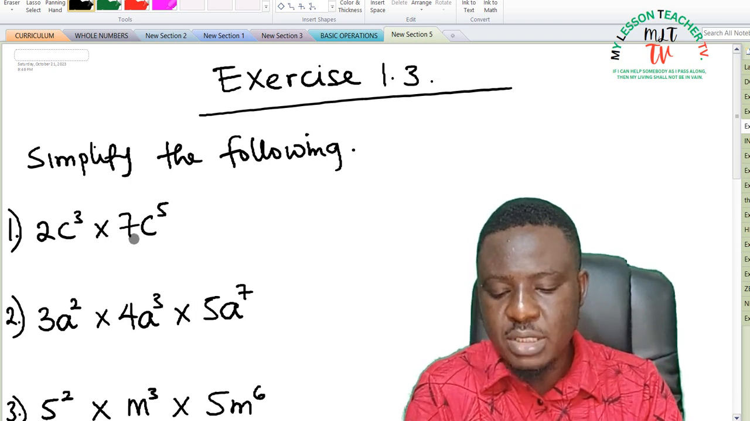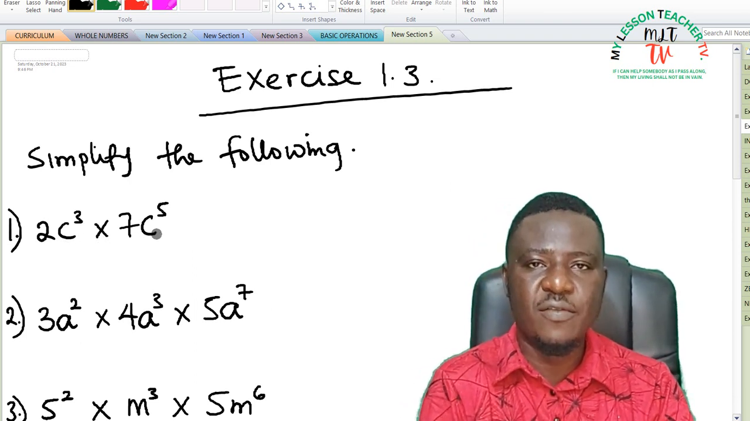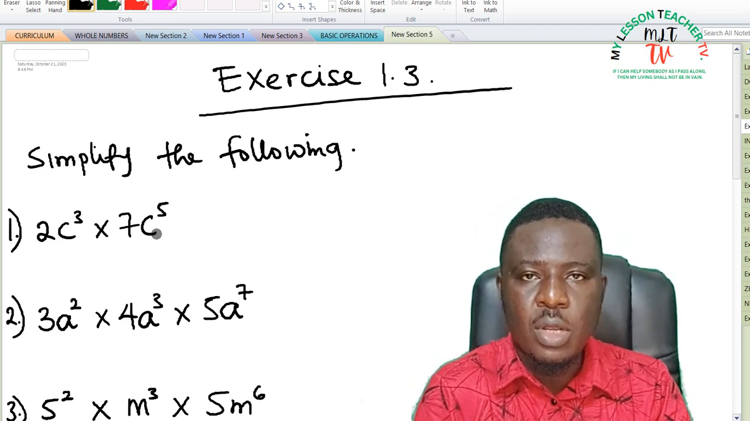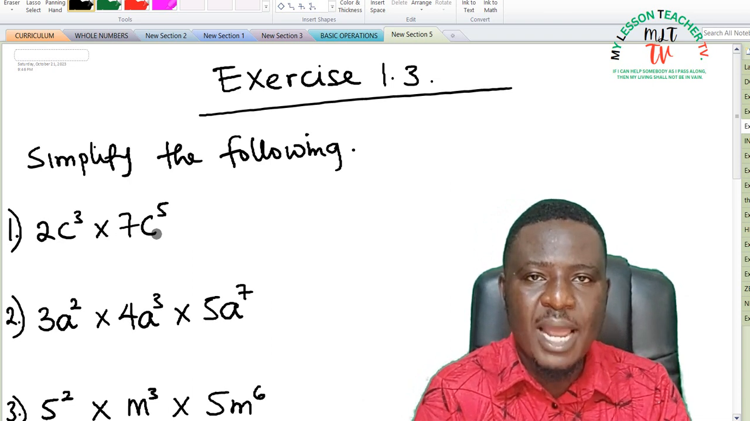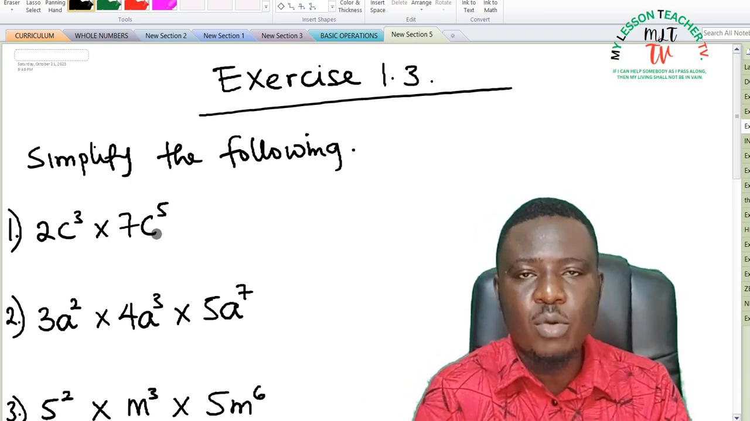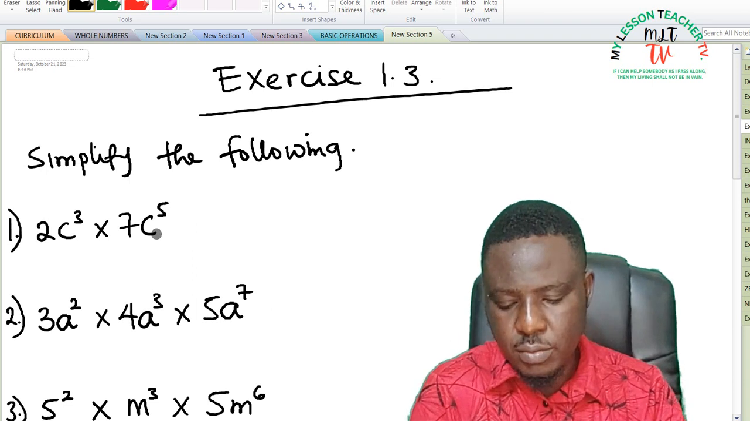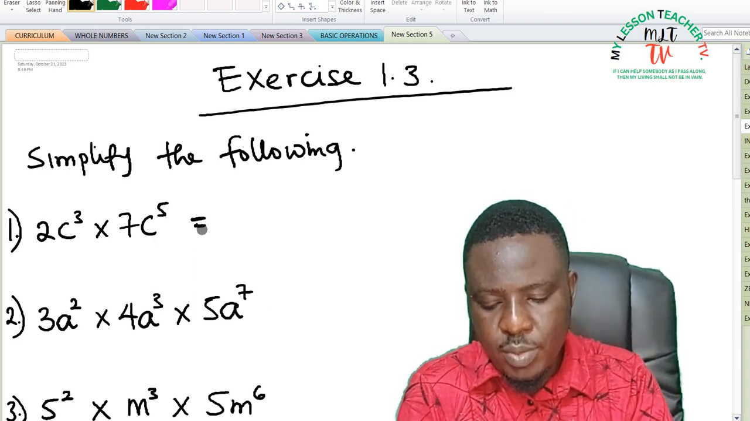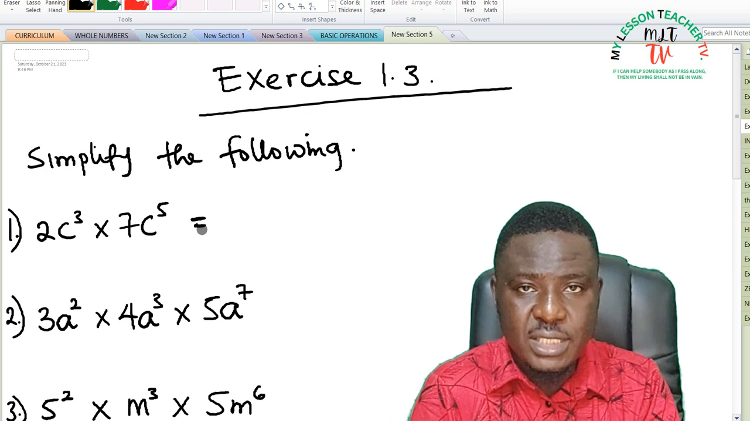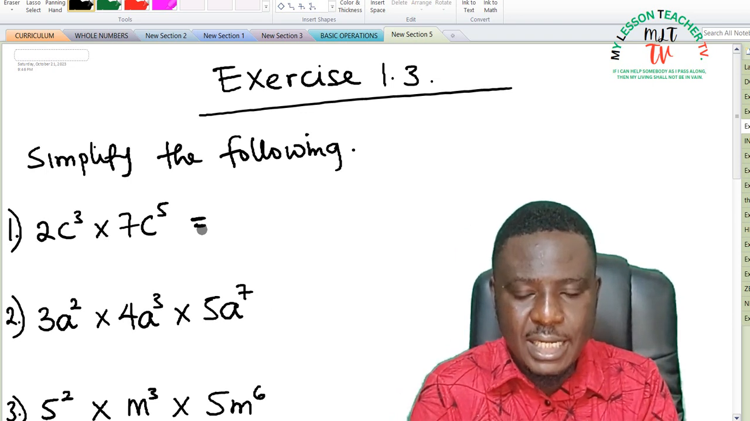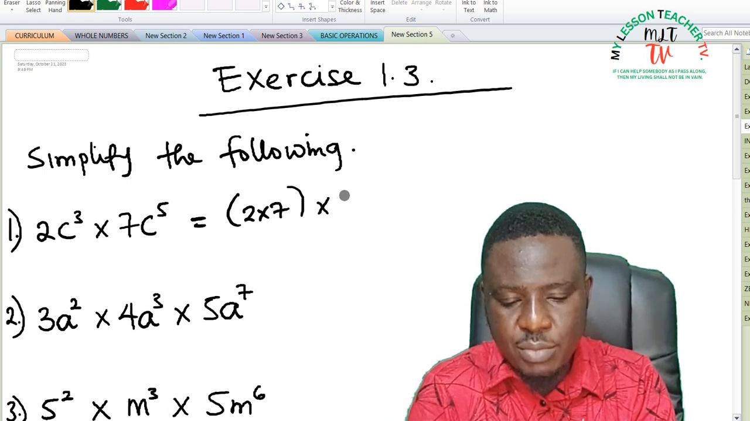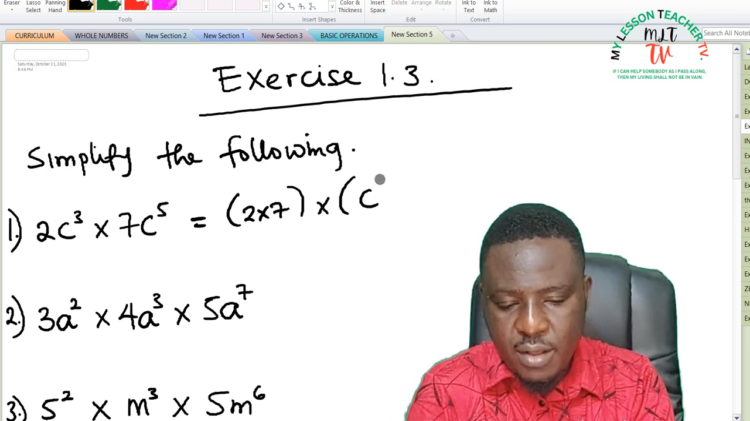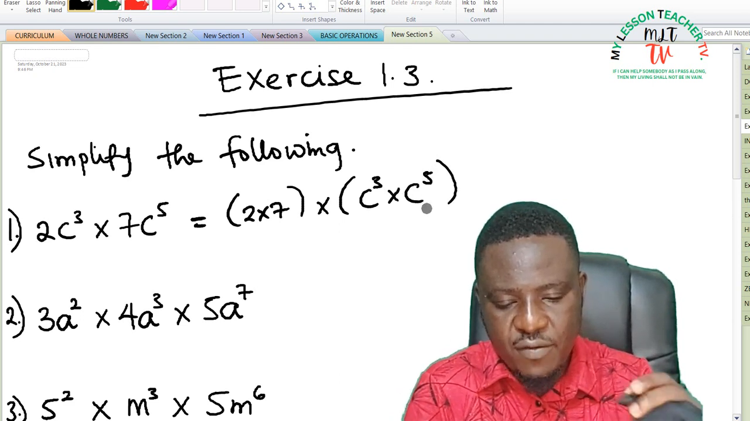2c cubed times 7c raised to power 5. In this exercise, we are not being specific on if we are to use the expanded method or if we are to apply the indices law of addition. So I'm going to apply the indices law of addition. So this is equal to, I'm going to multiply the coefficients, after which I'll multiply the letters. So this is going to be 2 times 7 times c to power 3 times c to power 5.